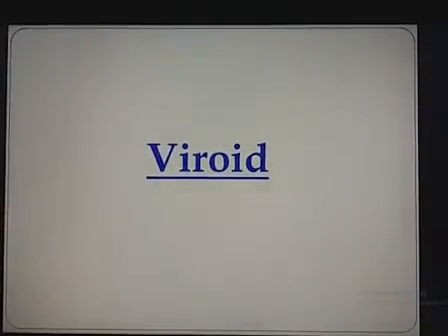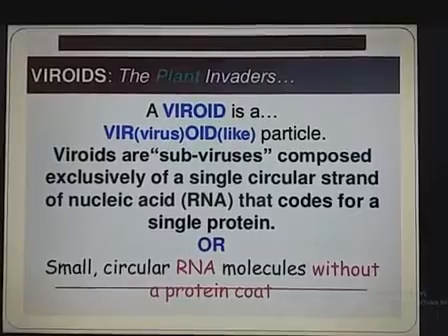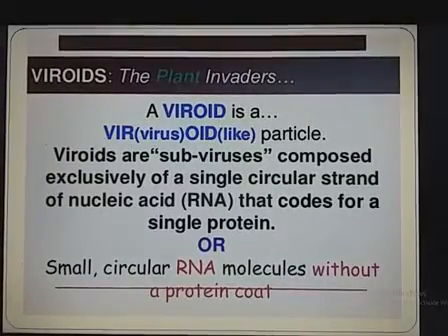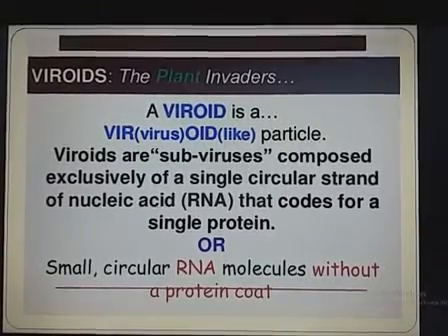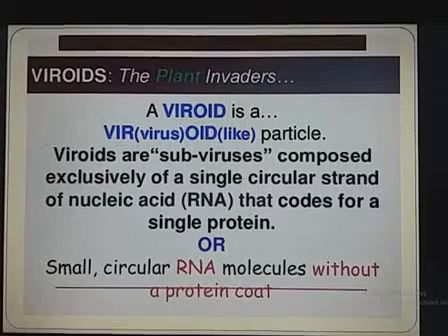Now, what is a viroid? A viroid basically acts as a plant invader. That means it invades only plants but not animals. So the viroid is a virus-like particle.